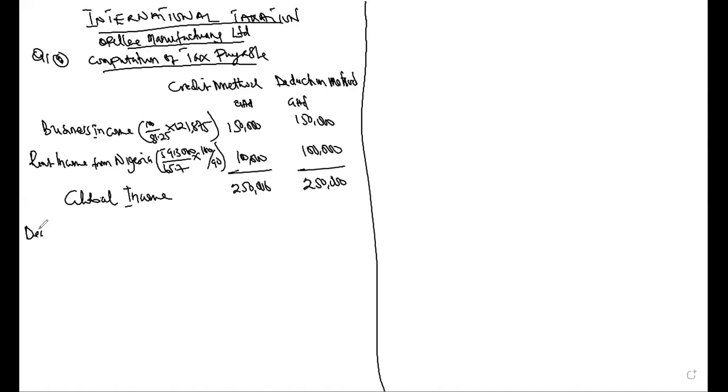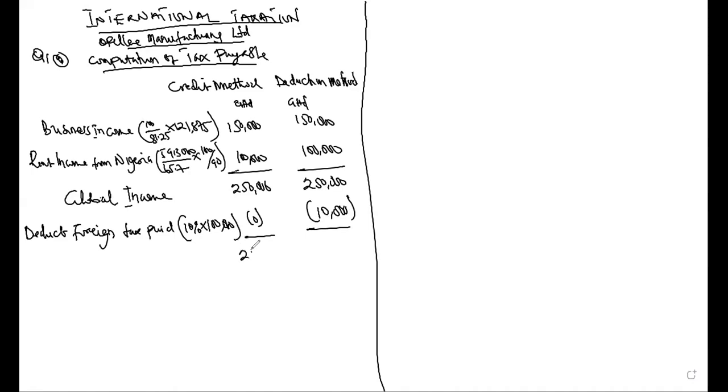So let's deduct the foreign tax paid. The foreign tax rate is 10%, is that not it? So that'll be 10% of 100,000. Under the deduction method, that will give you 10,000. So we'll get our chargeable income, which will give you 240,000. So this is our chargeable income.